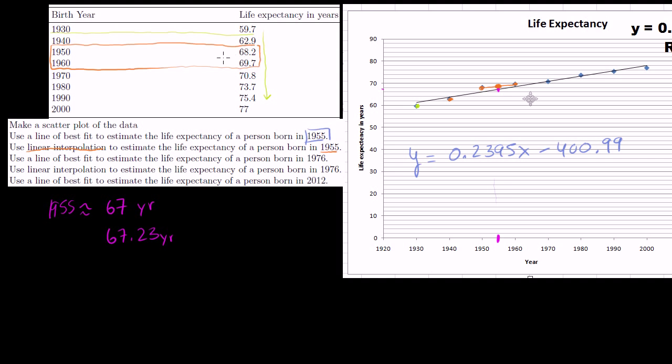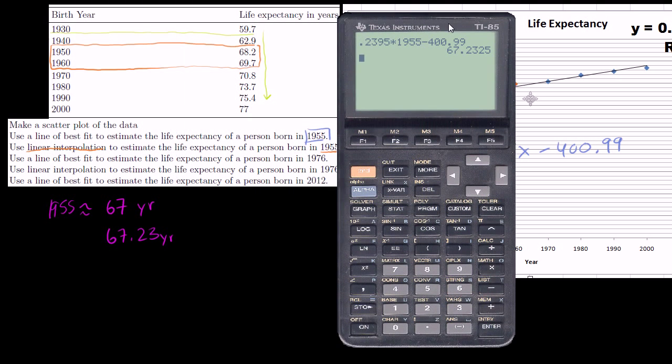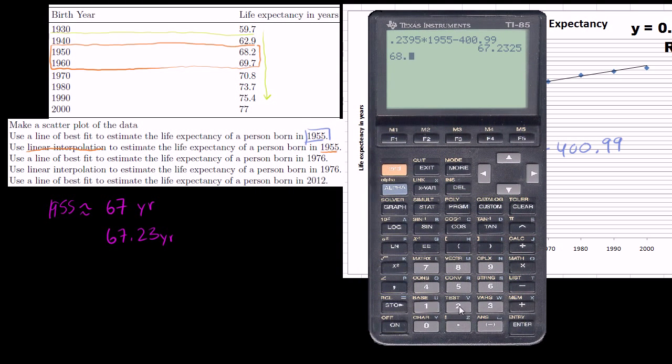We could figure out the slope of the line and its y-intercept, then substitute 1955 in there. But this is a line, and 1955 is right in between these two points. It's 5 from either one. So the point right here, on that linear interpolation, on that orange line, will just be halfway between these two. So we could even average those. 68.2 plus 69.7, and then we want to divide that number by 2, which is equal to 68.95.